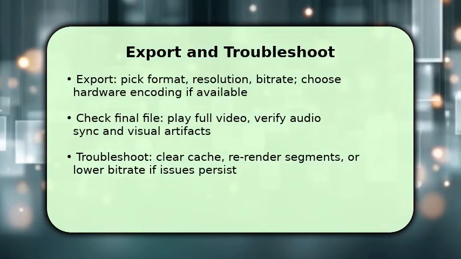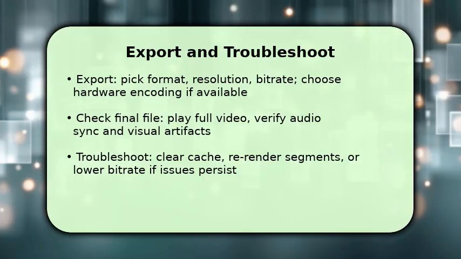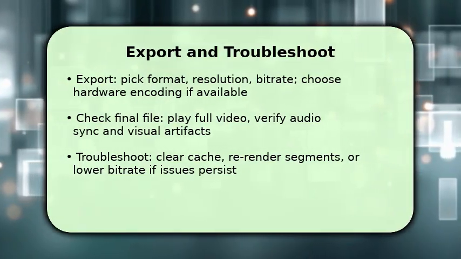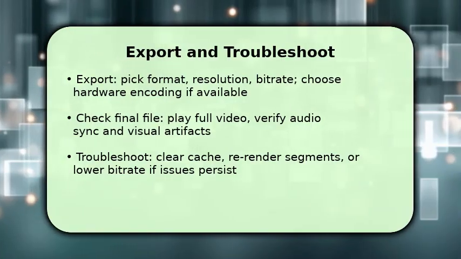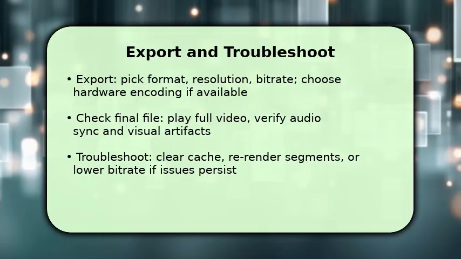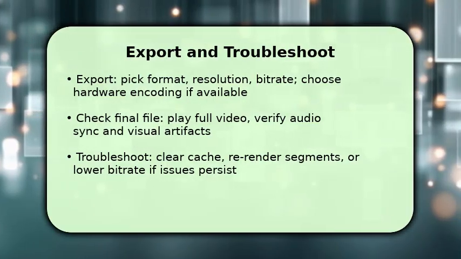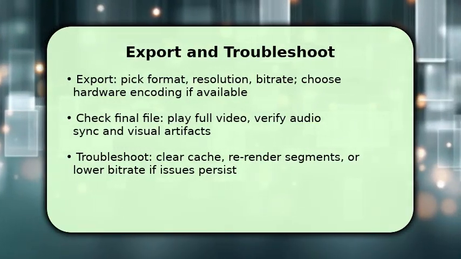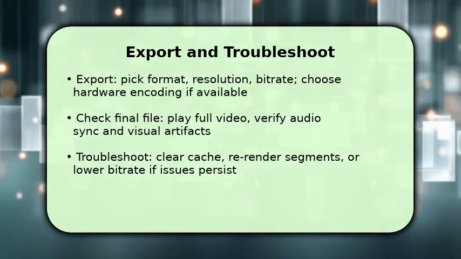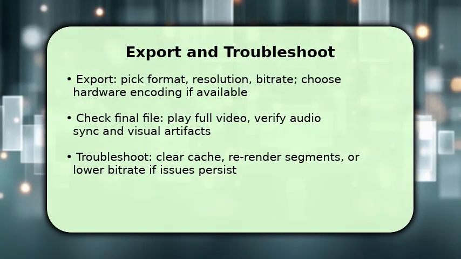Finish by exporting with the right settings. Select container and resolution, set bitrate for quality versus file size, and enable hardware encoding when possible to speed export. After exporting, play the full file to confirm audio sync, subtitles, and visual quality. If you encounter glitches or crashes, clear VN's cache, re-render problematic segments, or reduce bitrate and re-export.